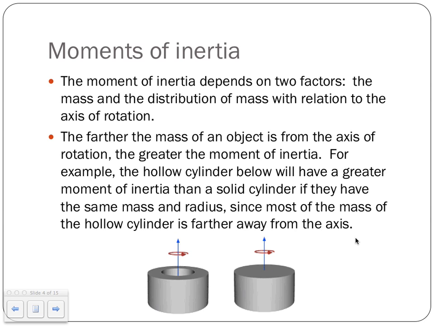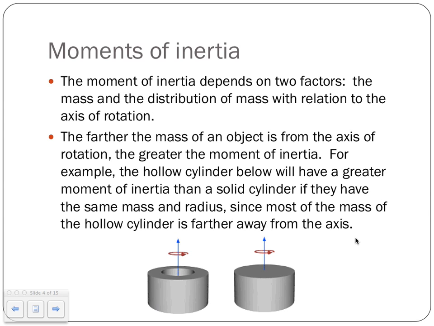If you have a very, very heavy object that's spinning, even if it's spinning slowly, you may have to really push hard on it to get it to stop. And so that's the first piece, the mass. The second one is the distribution of mass, and that's our second bullet point here. The farther the mass of an object is from the axis of rotation, the greater the moment of inertia. If the mass is farther away from that axis, you have a greater moment of inertia. If the mass is very close to the axis, then you have a small moment of inertia.